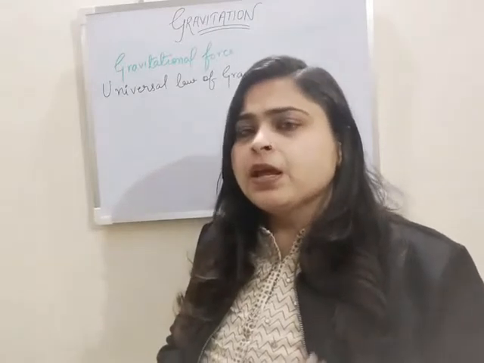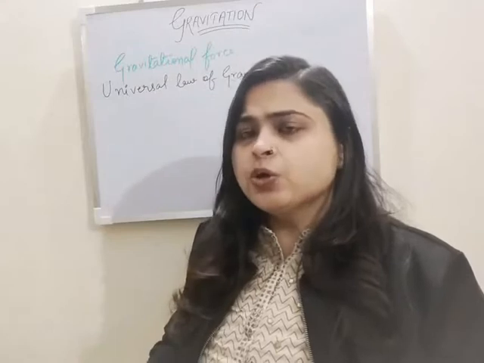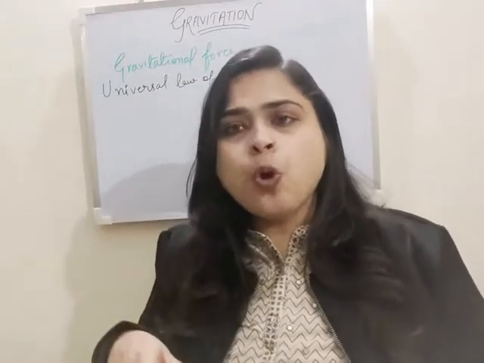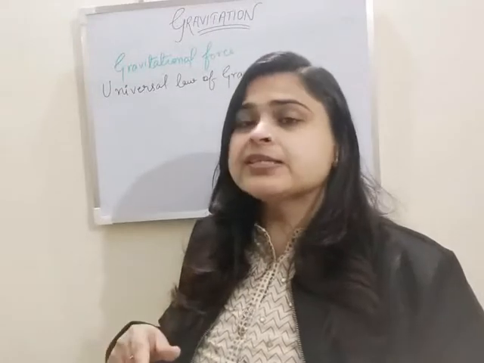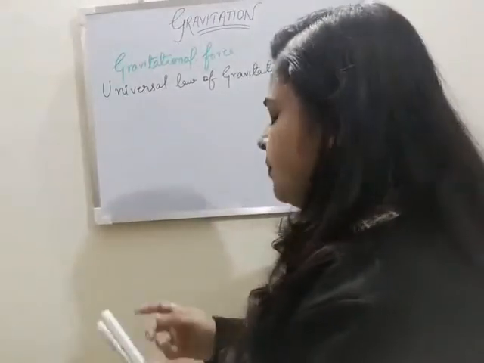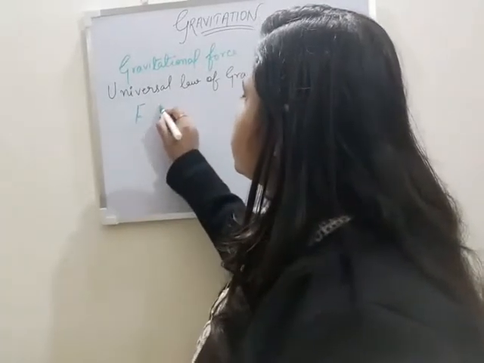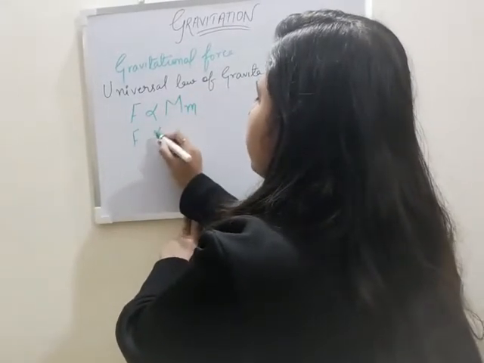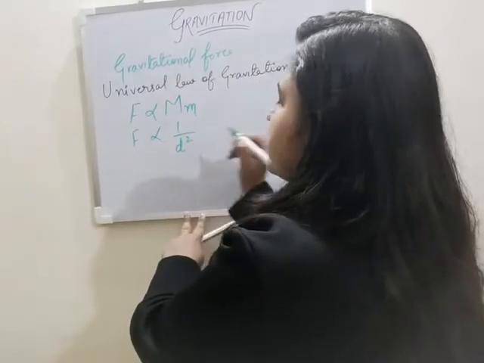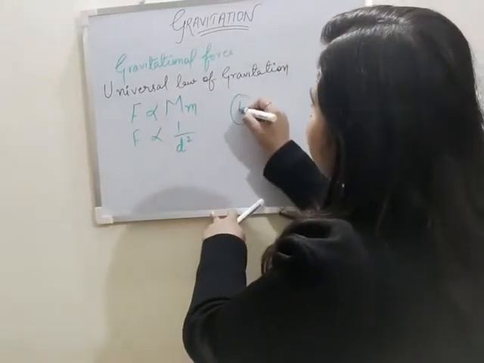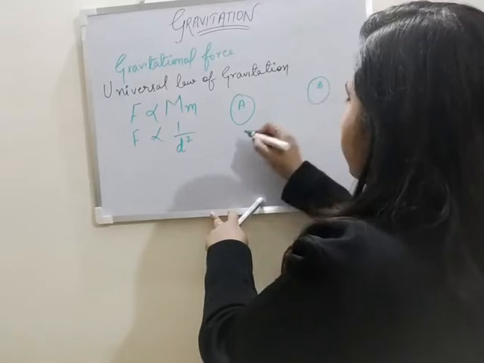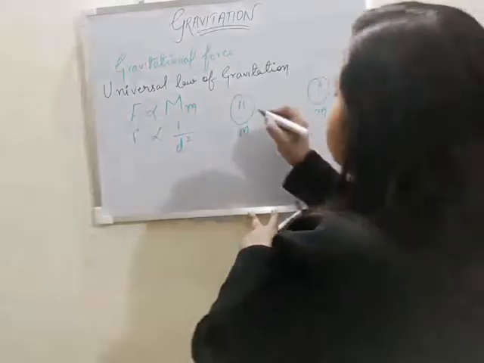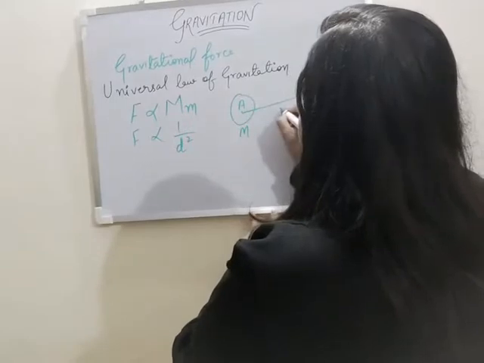Here the force is directly proportional to the masses of the two objects, and inversely proportional to the square of the distance between those two objects. If it is an object A and an object B, the mass of A is considered to be capital M, the mass of B is small m, and the distance between these two objects is D.